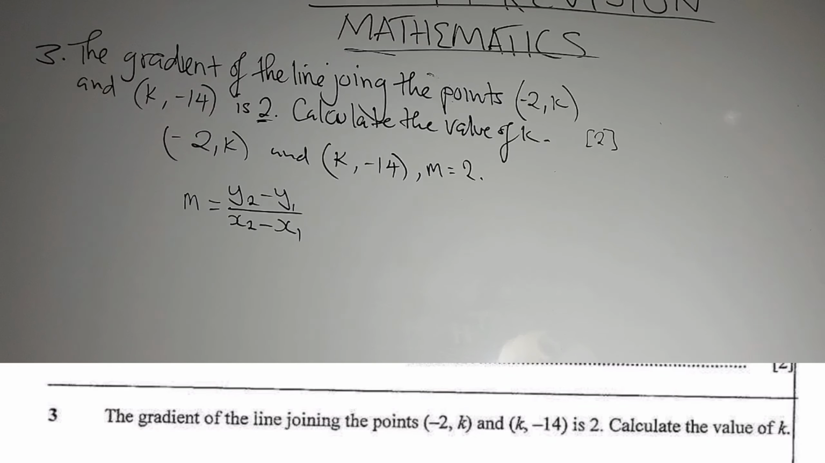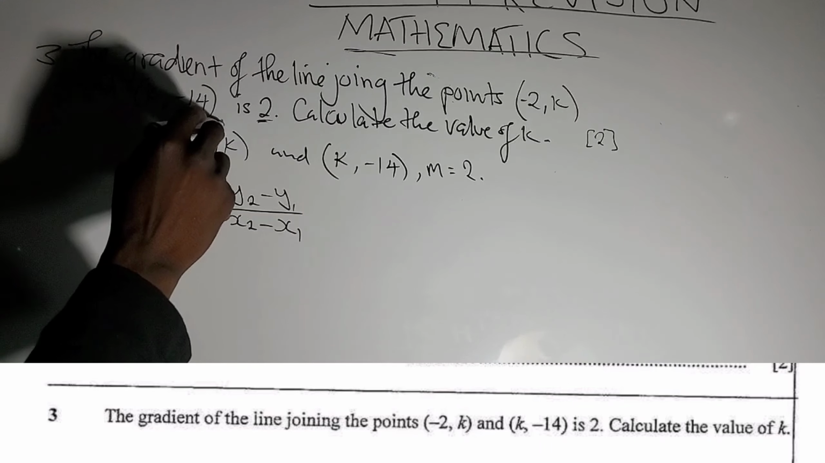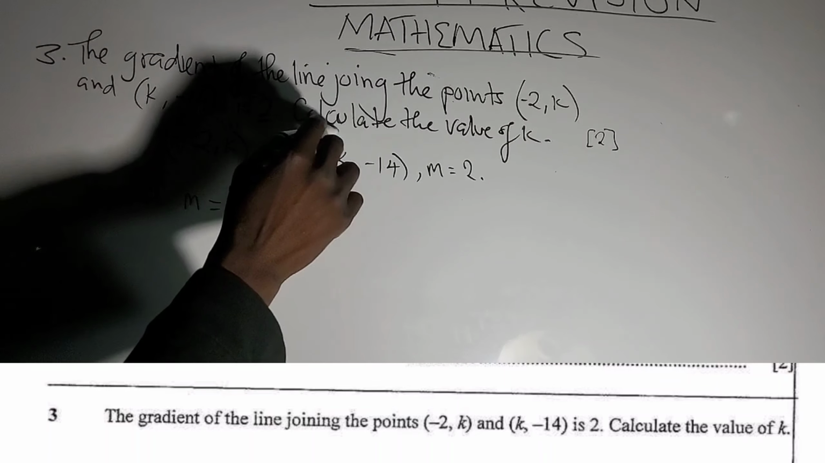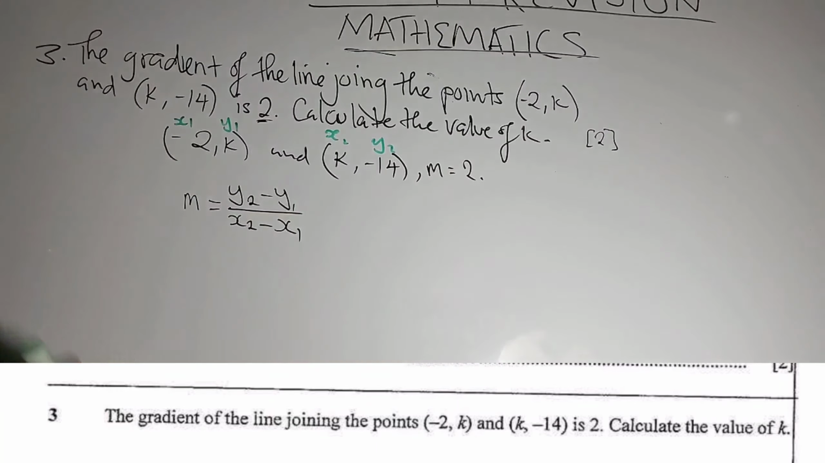Where do you get these values? We get these values from the points. So this is x1, this is y1. This is x2, this is y2, and this is m, the gradient. So we're going to substitute.